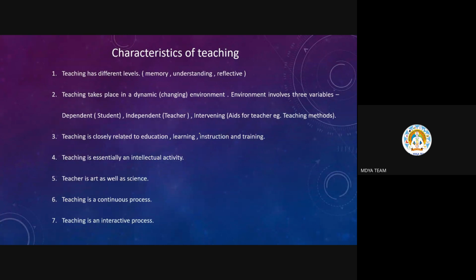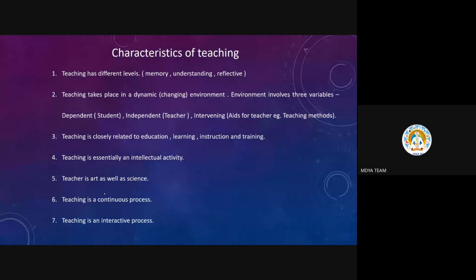Characteristics of teaching. From these points, you all know what is written there. But from these points, the question was direct in the previous year, in the form of assertion and reason, or like statement one, statement two. This type of questions were there. So just remember the key points here.